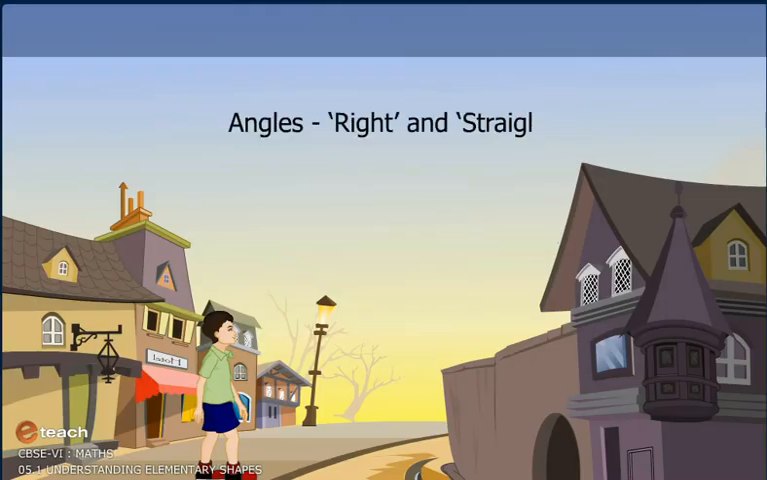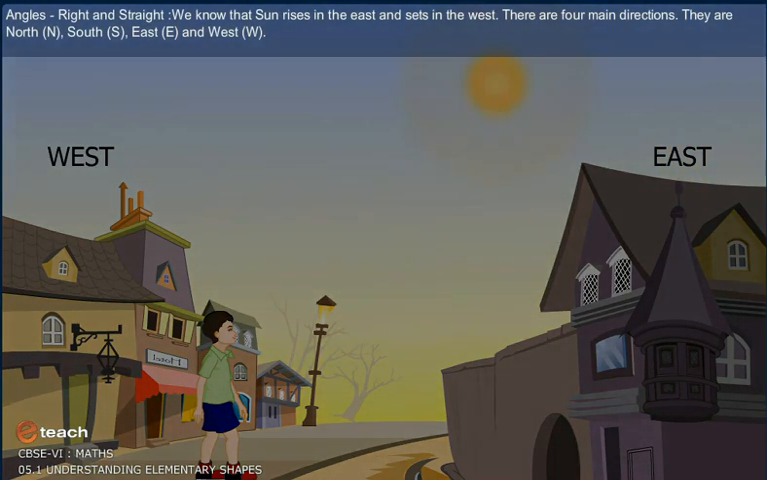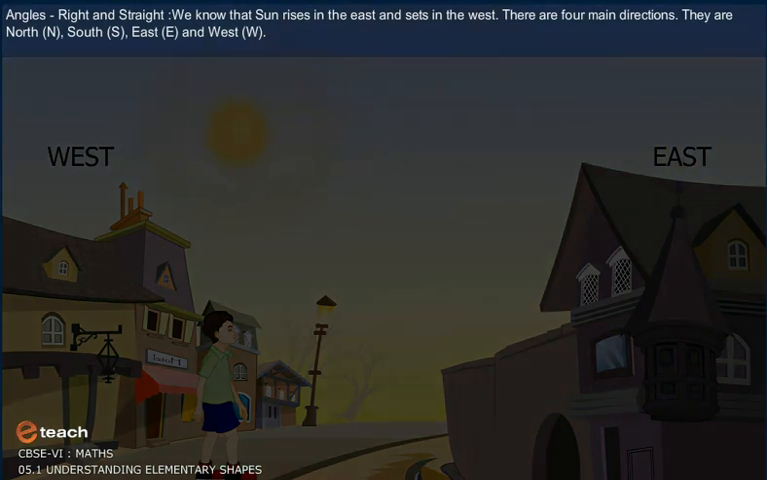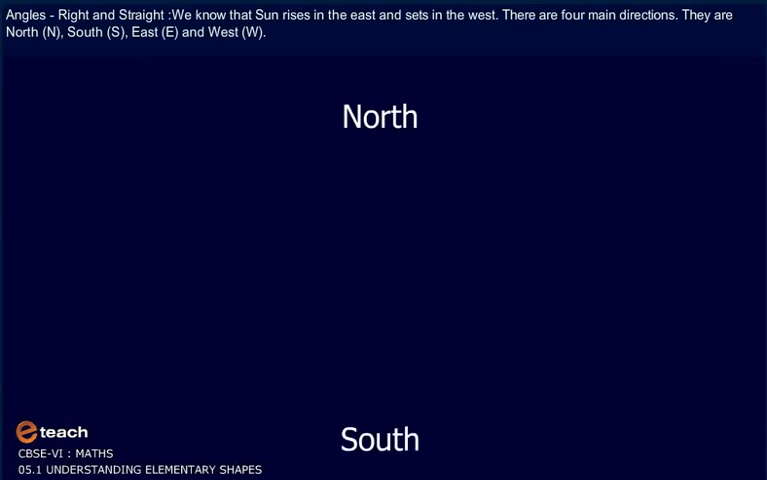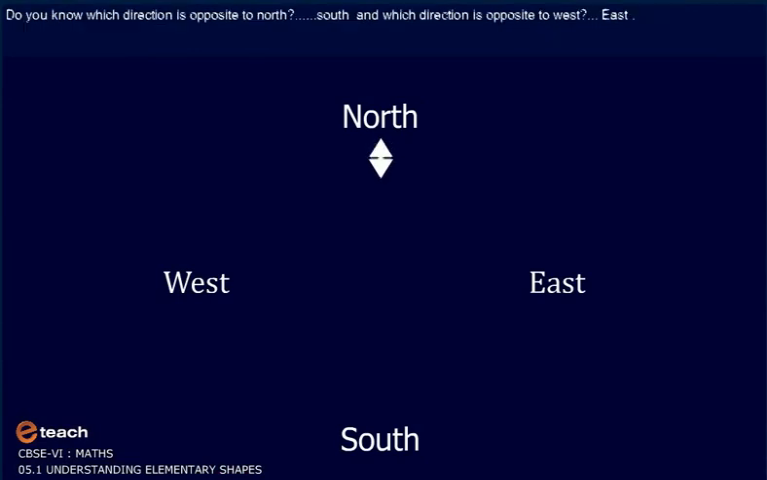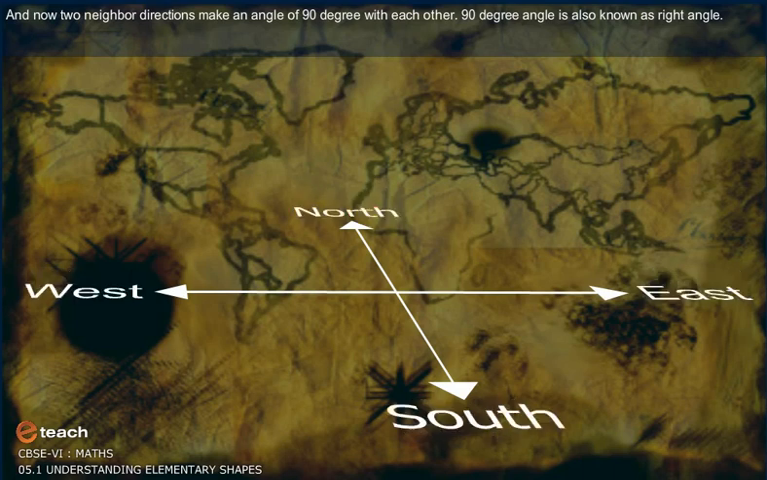Angles, right and straight. We know that the sun rises in the east and sets in the west. There are 4 main directions. They are north, south, east and west. Do you know which direction is opposite to north? South. And which direction is opposite to west? East. Yes, that's right. And now 2 neighboring directions make an angle of 90 degrees with each other.